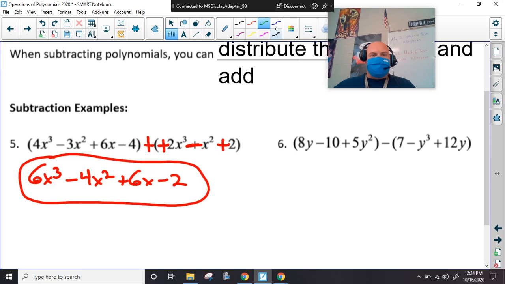All right. Number 6, I'm going to go ahead and distribute this negative here. So this becomes a positive. It's now -7, positive y, and -12y. All right. Looks like we don't have any other y to the thirds.